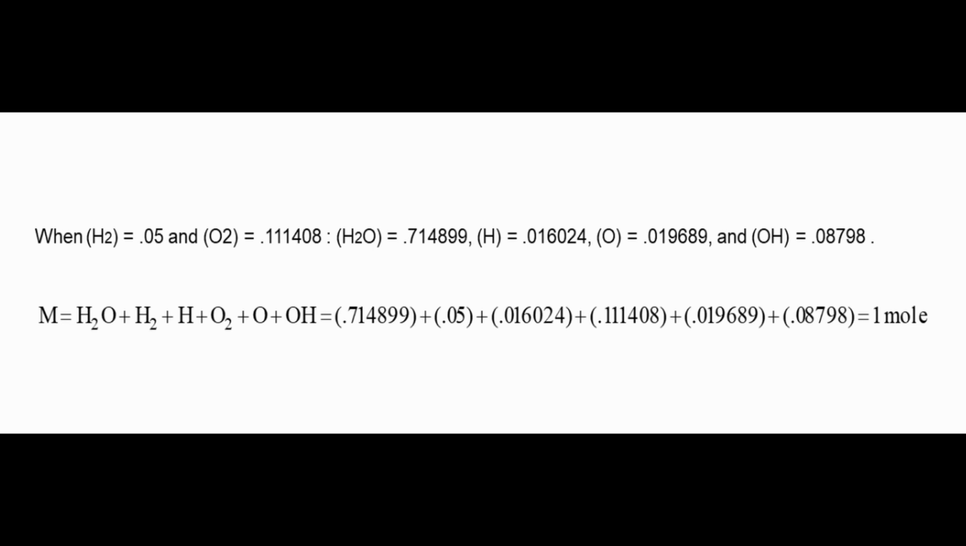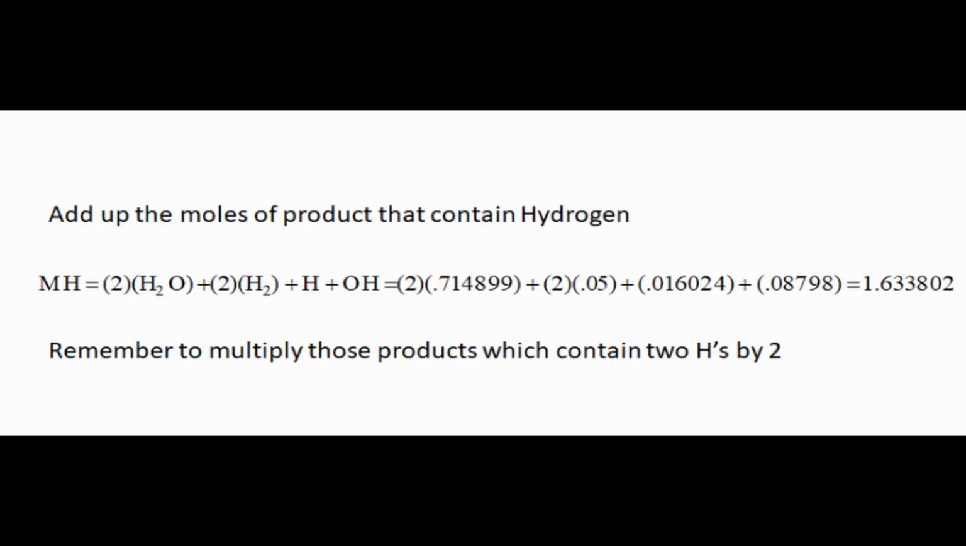When I sum the products, M comes out to be 1 mole as expected. Next, I counted the moles of hydrogen atoms by adding up the mole fractions of products which contain hydrogen. Remember to multiply those molecules which contain 2 hydrogen atoms by 2. The sum MH equals 1.6338.